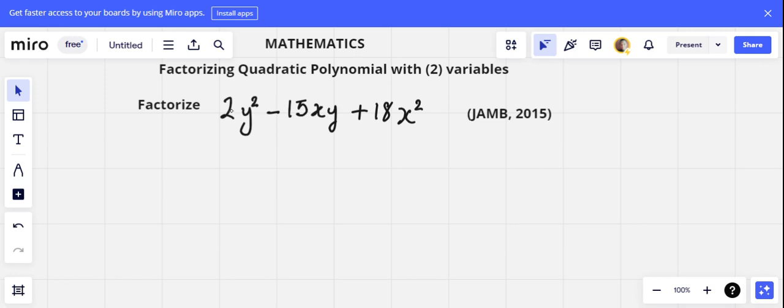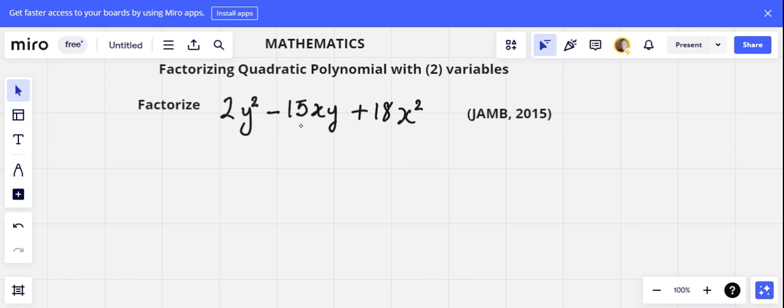Of course, you see that the two variables have their degree up to 2, that's the highest power is 2. Here y squared, here x squared, then here xy. So how are we going to factorize this?